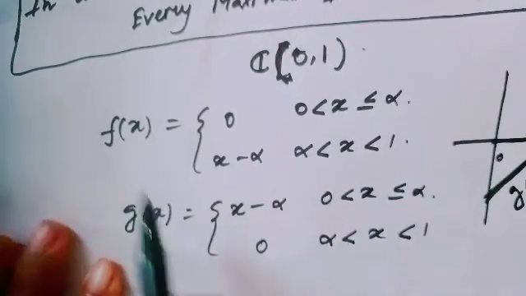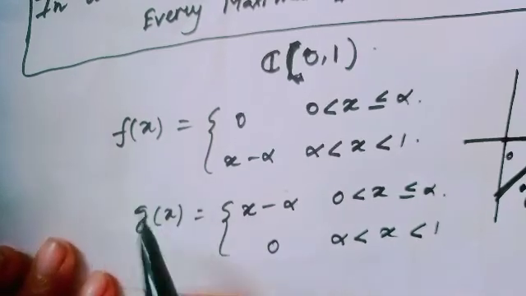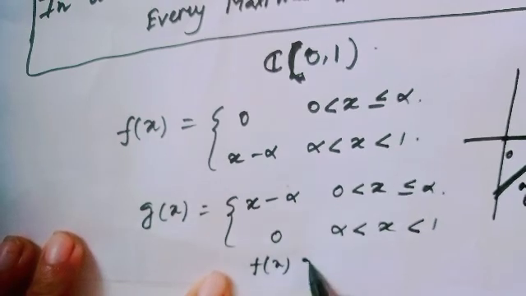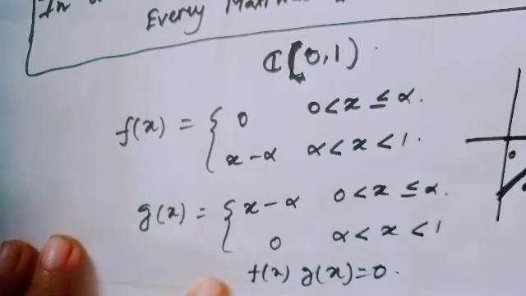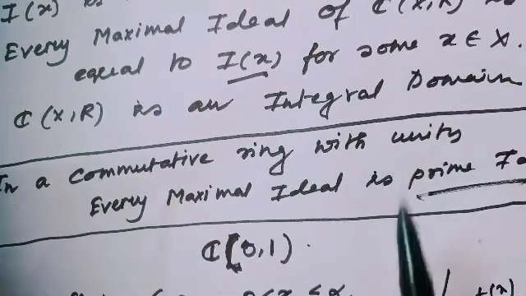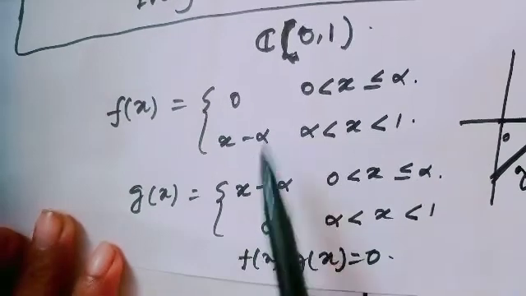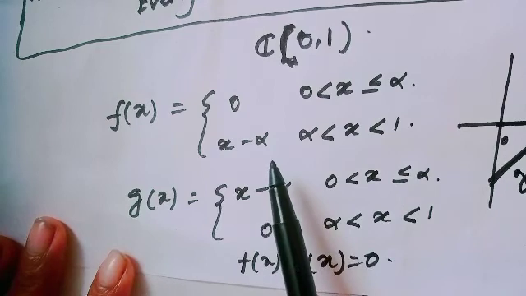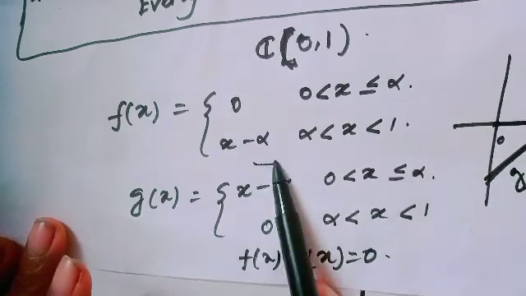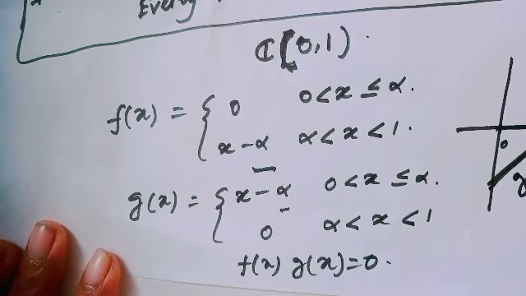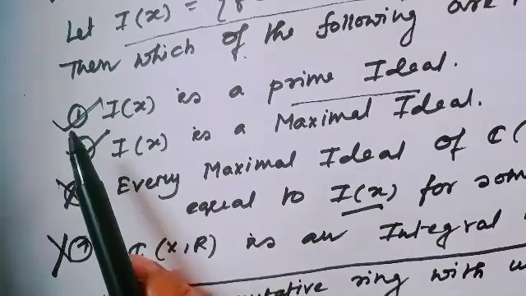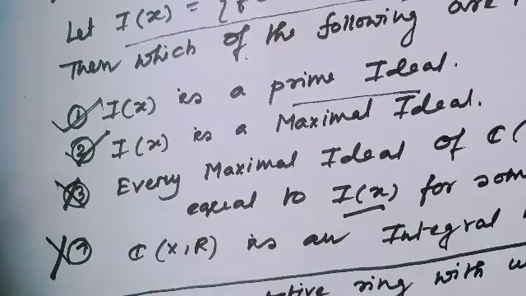And notice here f(x) and g(x) are both non-zero functions, but their product would be 0. That means C(X, R) is not an integral domain because it contains zero divisors, and this is true for uncountably many alpha. Are you getting it? Well, so option 4 is also a wrong option. Only option 1 and option 2 are the right options.